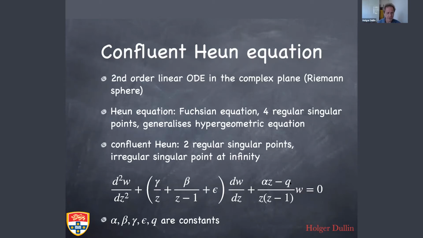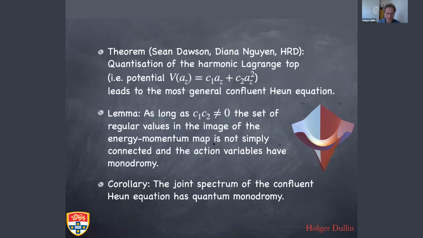And the point of my talk is to say that when you quantize the Lagrange top, but with a potential that also has a quadratic term, so not just the usual linear term, which is the top in our physical space, where we just have gravity acting, which is a linear potential, add a quadratic term, then quantizing that system leads to the most general Confluent Heun equation.